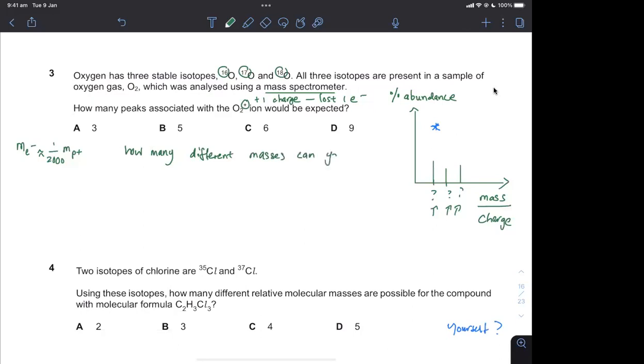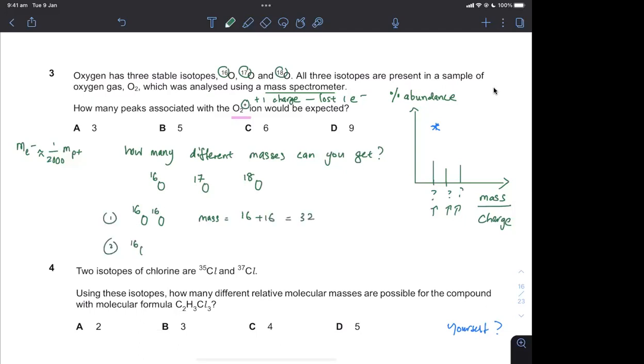Okay, this is the last thing we'll do today. So consider this. You want 2 oxygens, but you have oxygen 16, oxygen 17, oxygen 18. So we're going to combine them. Oxygen 16 and oxygen 16. That means the mass is going to be 16 plus 16, which gives you 32. Now there's your first one.